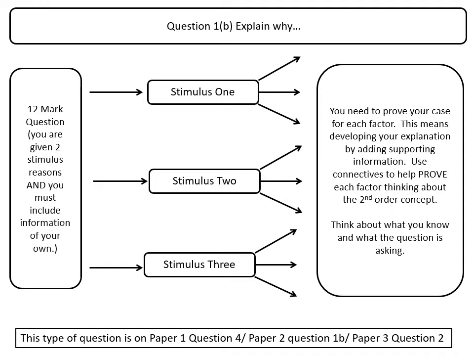So I'll think about this as reason 1, reason 2, you're given 2 reasons, and stimulus 3, by that I mean a third reason of your own. And for each reason, you need to prove your case. So you make your point, and then you need to explain with additional supporting information to prove it. Now, not only does this come up as your second question on paper 2, you'll also find it's one of your paper 1 questions, question 4, and it also comes up on your exam paper 3, and it's question 2 there.